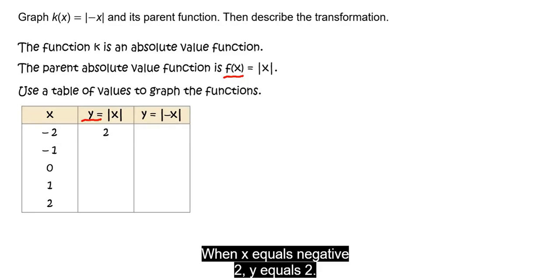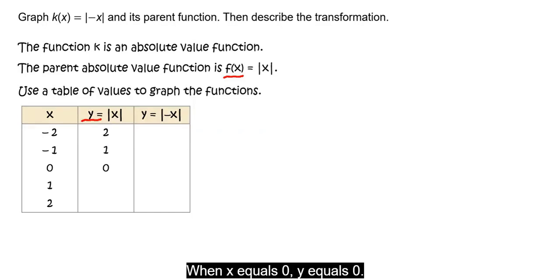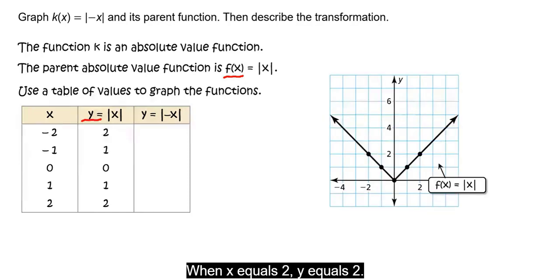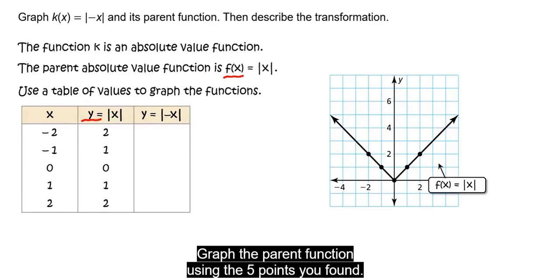When x equals -2, y equals 2. When x equals -1, y equals 1. When x equals 0, y equals 0. When x equals 1, y equals 1. When x equals 2, y equals 2. Graph the parent function using the 5 points you found.